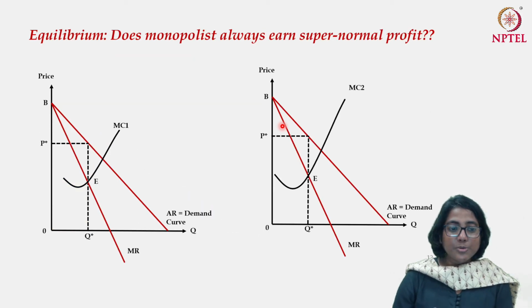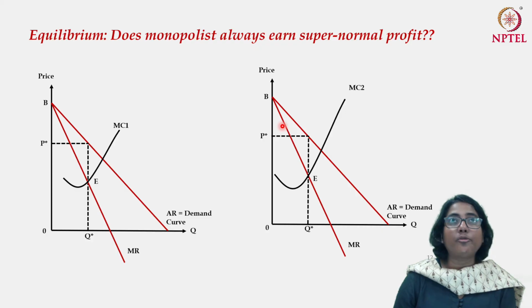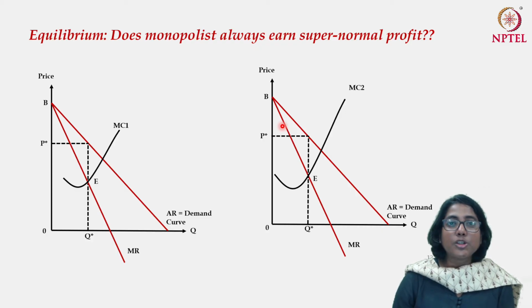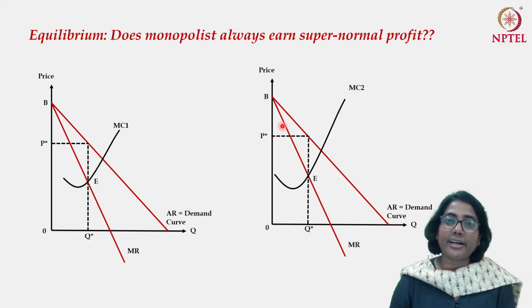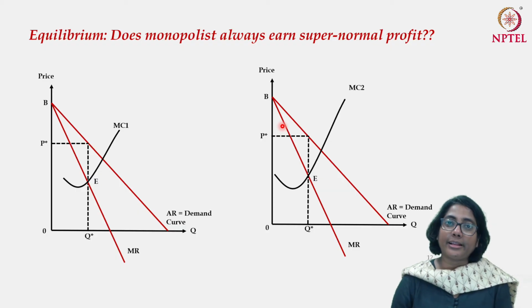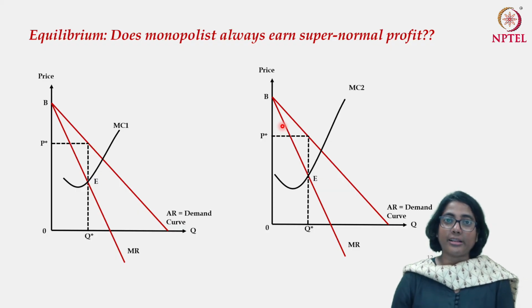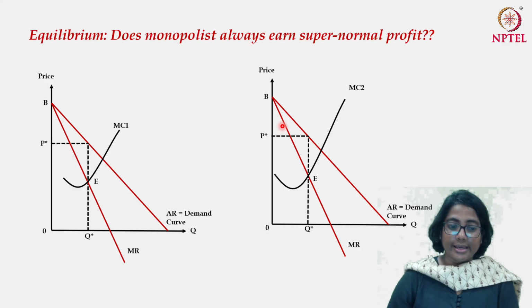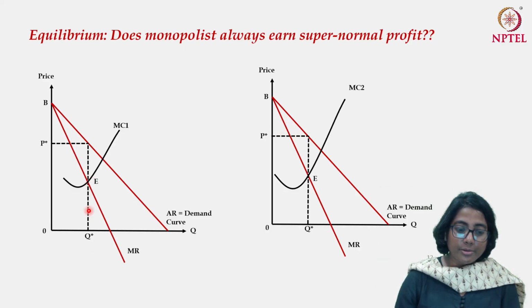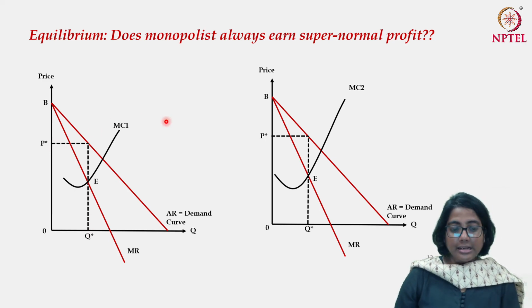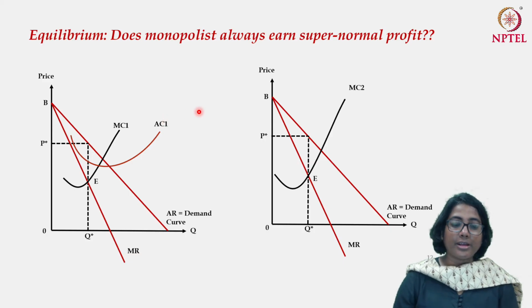The last point that we have to make in the context of the monopolist is that it's not always the case that the monopolist will earn a supernormal profit, although they can charge a price which is higher than the marginal revenue, or higher than the marginal cost. Why is it the case? Think about the first scenario. You have the equilibrium, you have the quantity supplied by the monopolist, you have the P star, and you have the average cost curve, which is relatively low.